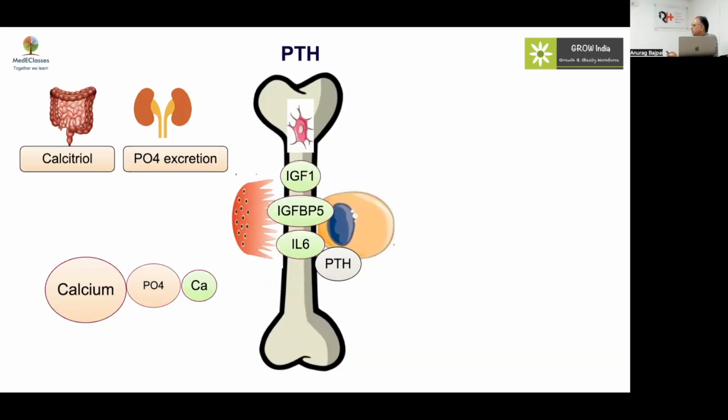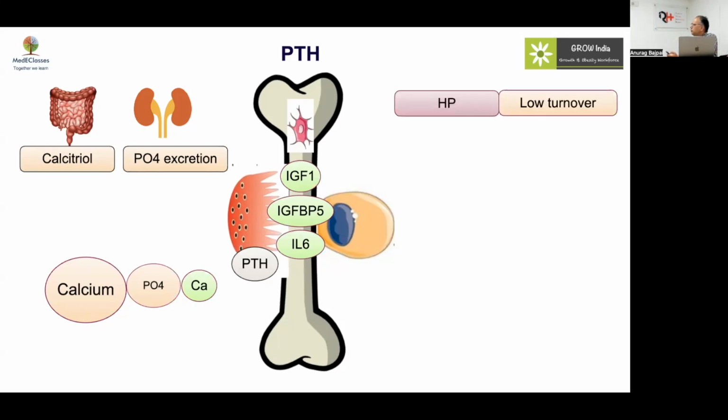And from there, it produces a number of second messengers, including IGF-1, BP5, and IL-6. The effect on osteoclast is largely through the PTH effect. So OPG and other axes are affected from that perspective. So in hypoparathyroidism, you have a low bone turnover. And in hyperparathyroidism, you have got low bone mass, which is something which we see often from that perspective.